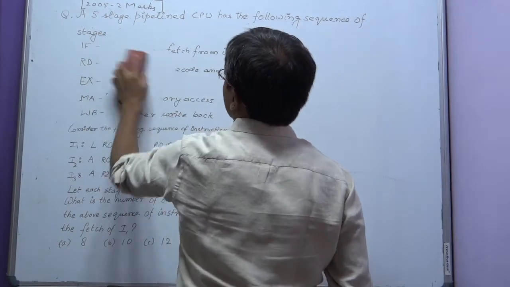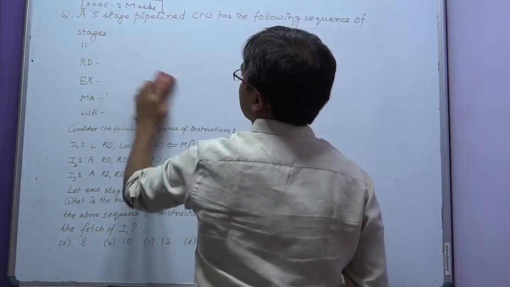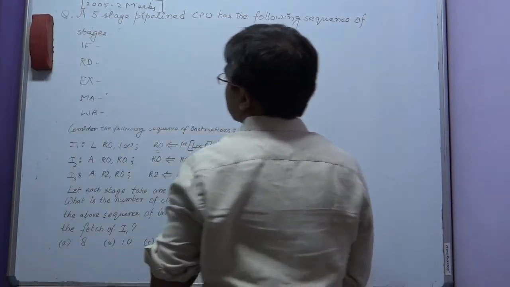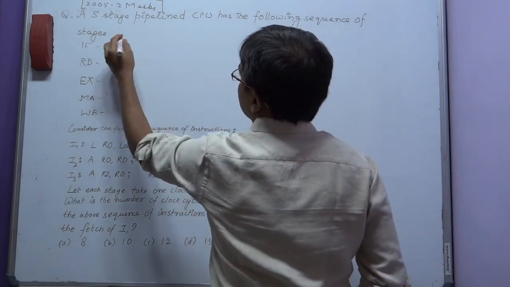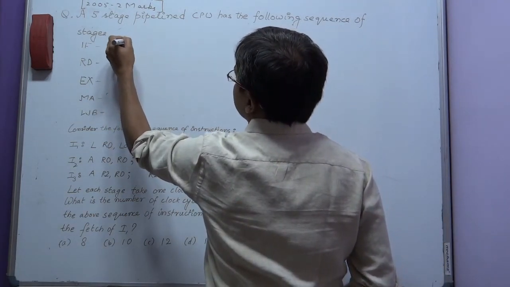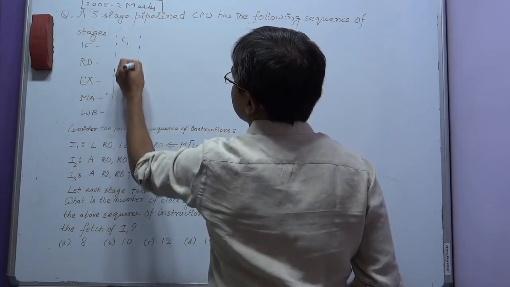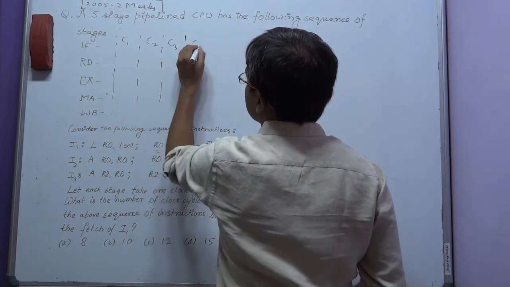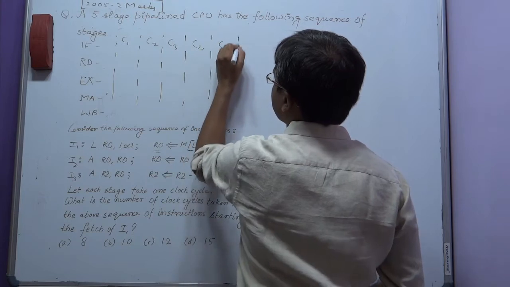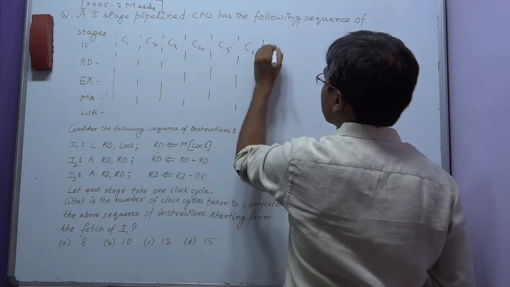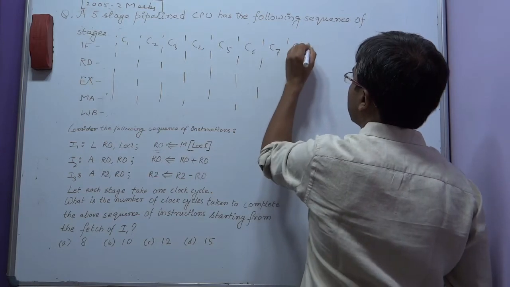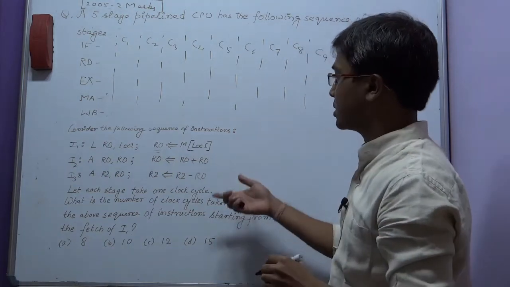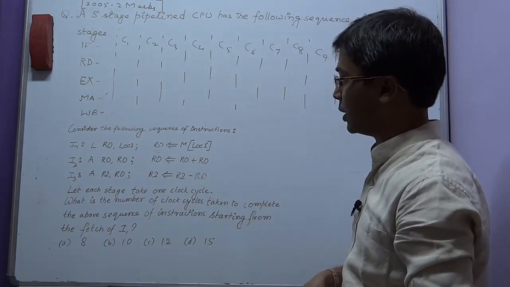So I rub this off to empty some space for explanation. So let us draw a clock cycle diagram. Let's say C1 is the first clock cycle, C2 is second clock cycle, likewise C3, C4, C5, C6, C7, C8, C9. Hope this would be sufficient for solving this question using operand forwarding.